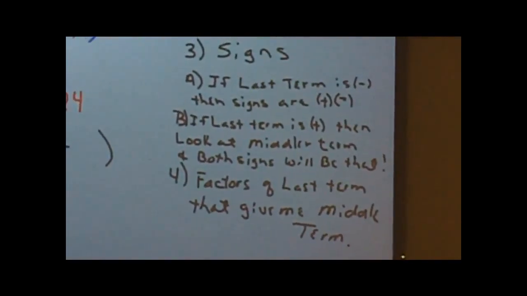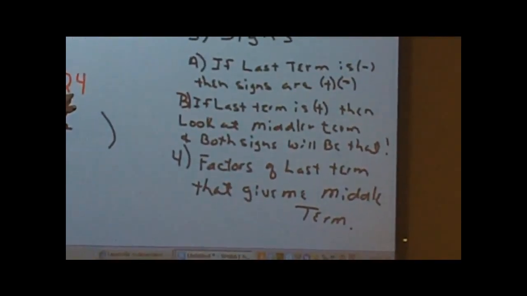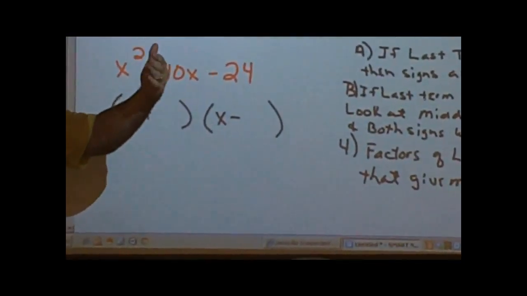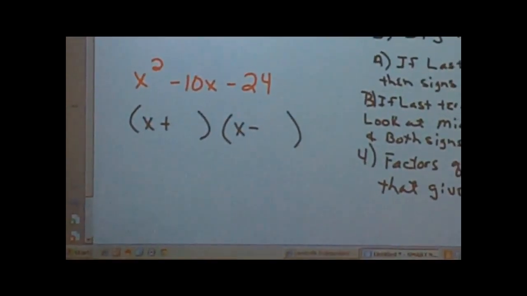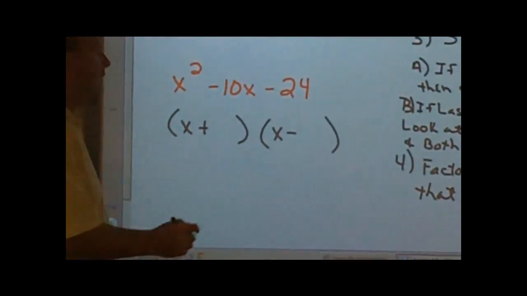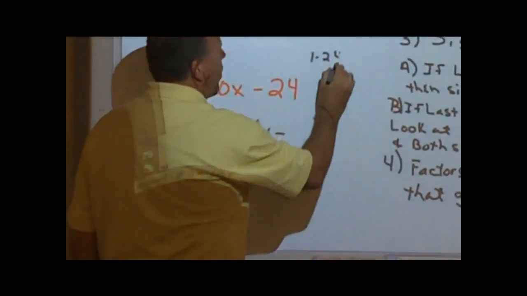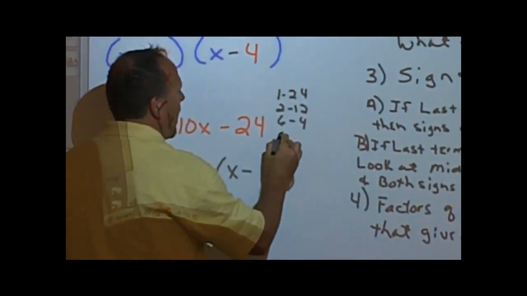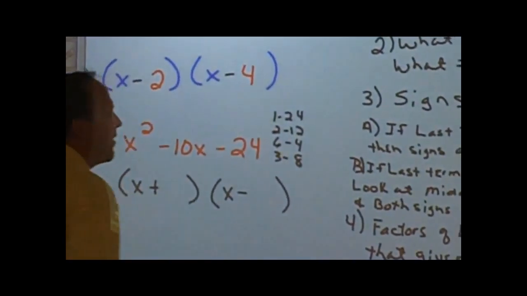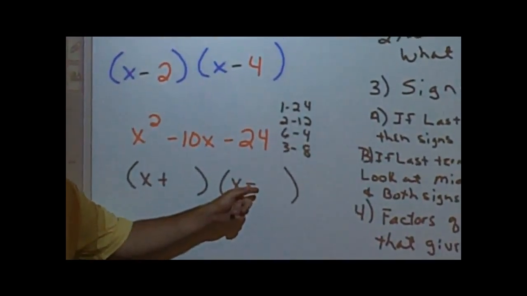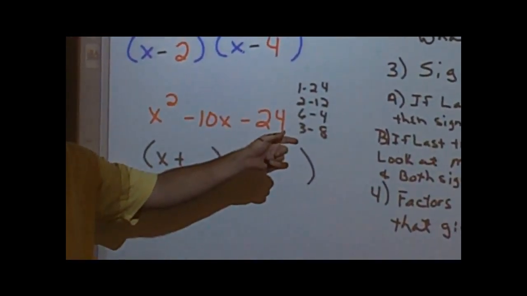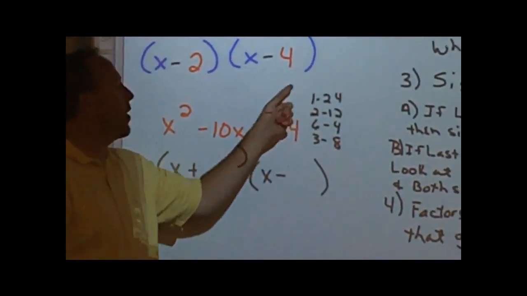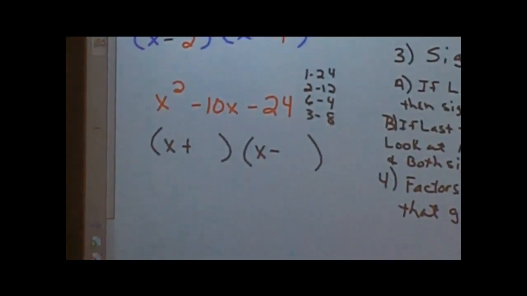Okay? Now I'm thinking to myself, my fourth step says I need the factors of 24. Write your factors down. And then when you get to a point where it becomes so common that you don't have to write your factors down, then you don't have to. Right now, write your factors down. I got 1 and 24, 2 and 12, 6 and 4, 3 and 8. That's good. My signs are opposite, so what am I doing with my factors? Subtracting.